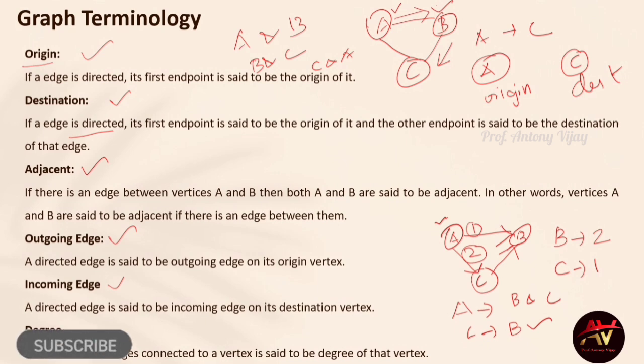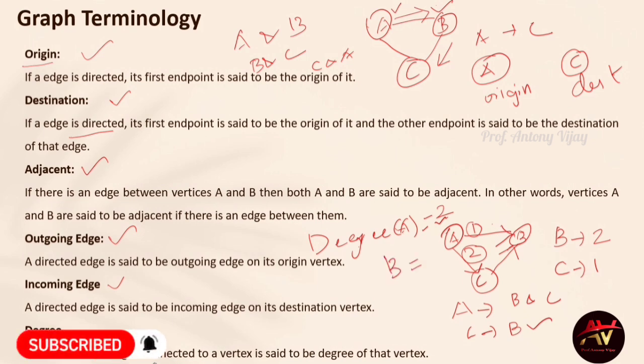Okay. So what about degree? Degree means the number of edges connected to a vertex. For example, let us consider the degree of A. The degree of A means the total number of edges connected to the vertex. See here, A is having 1 and 2. So the degree of A is 2. So 2 edges are connected to vertex A.